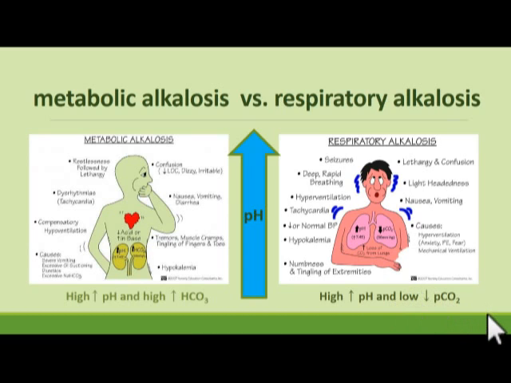In the lung, pH is increased, but PCO2 is decreased. Also, the main cause of metabolic alkalosis is severe vomiting and excess GI suctioning, while the main cause of respiratory alkalosis is hyperventilation.